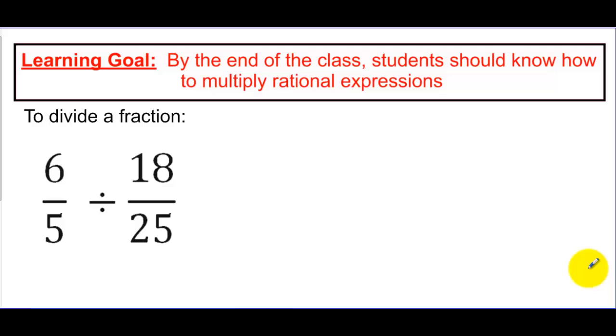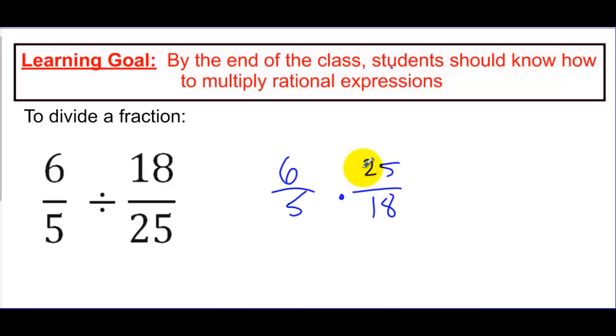Okay, so the rule is if we want to divide a fraction, we want to multiply by its reciprocal. So what I'm going to do is take this expression and flip over the second term only. Again, multiplying by the reciprocal of the second term. So the first one stays the same. This one's going to turn into 25 over 18.